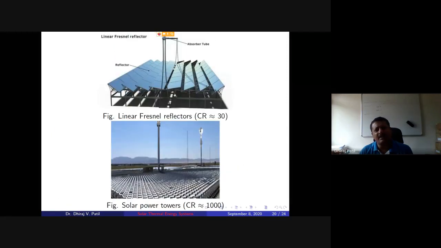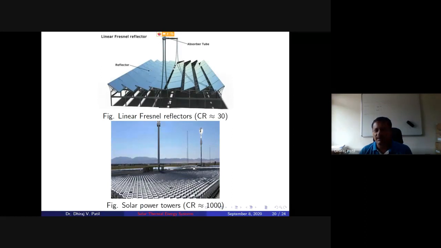Similar to the PTC, we have linear Fresnel reflectors, where basically you reflect, and then there is another reflector here which will reflect onto the absorber tube. So you have two reflectors: first these are the reflectors, and then this is a linear Fresnel reflector which will reflect onto the absorber tube. Again, this is used where an array of reflectors is being used.